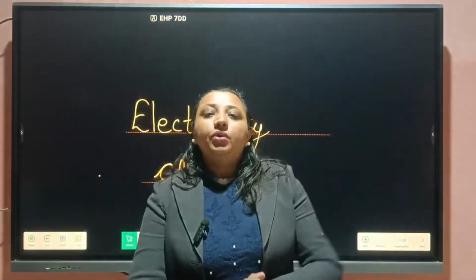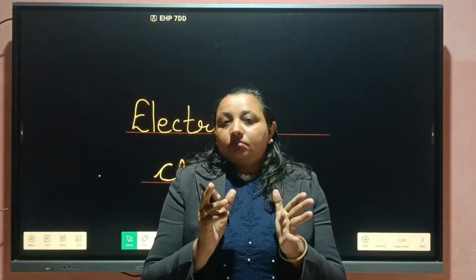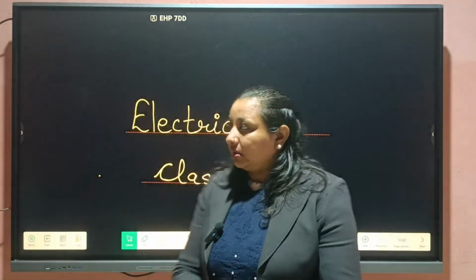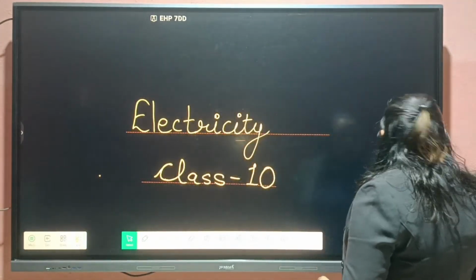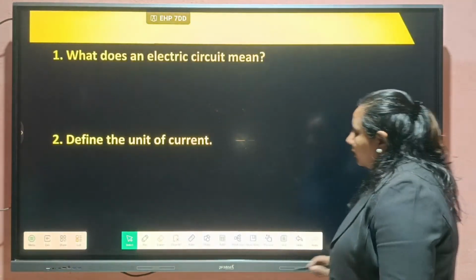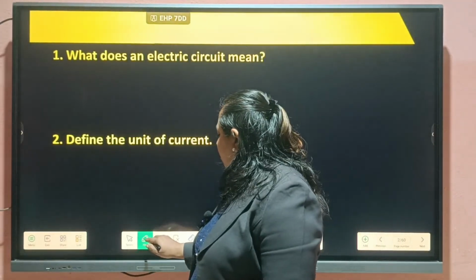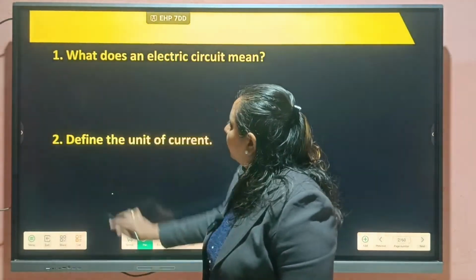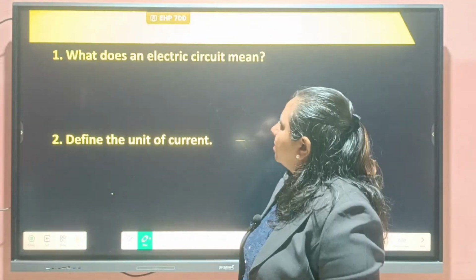So hi everyone, now we are going to start the NCERT questions of the chapter Electricity of class 10th. We already discussed the chapter, a few topics are left, we will discuss them after it. So the first question we have: what does an electric circuit mean?